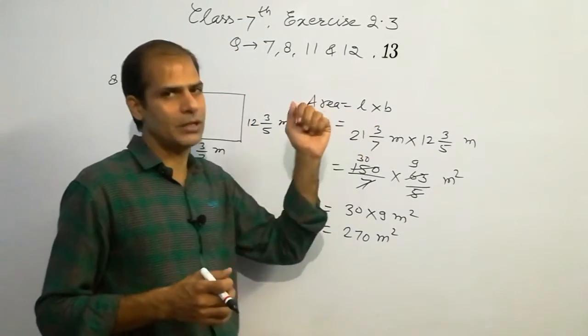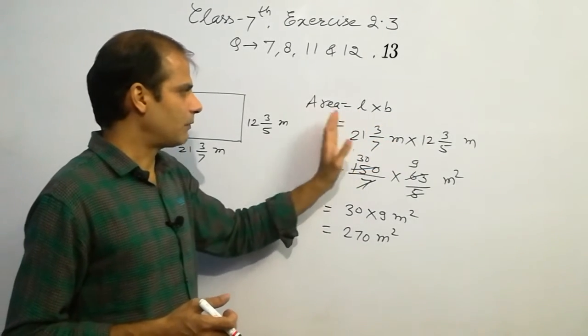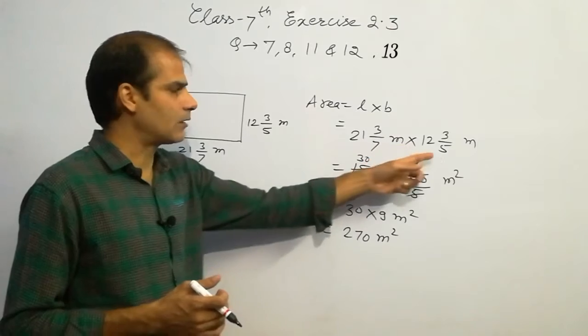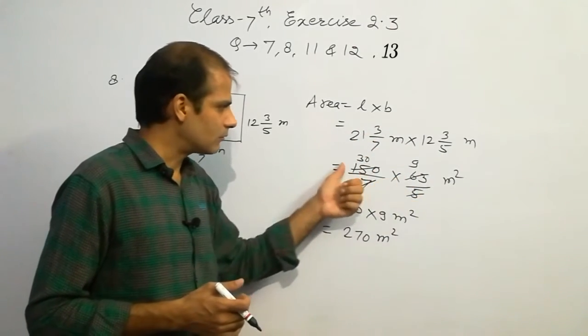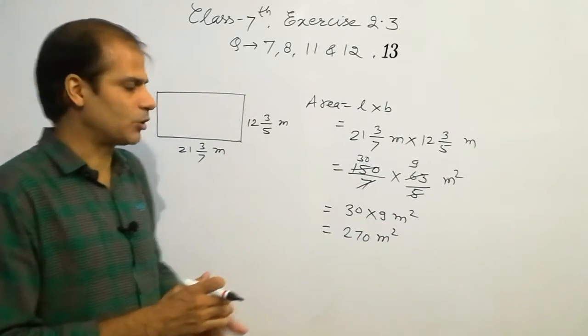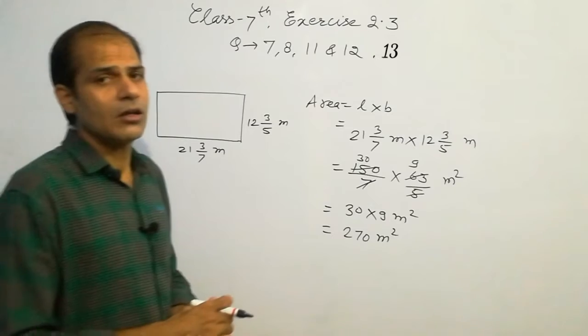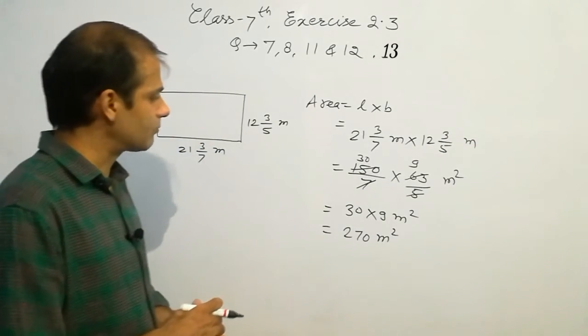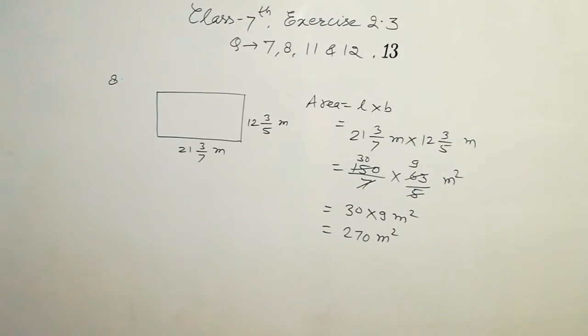It is L into B. Put the values of L and B. Simplify these fractions because these are mixed fractions. Convert these into improper fractions, then multiply and follow the basic process, and all the things I have explained in the previous videos. So this is the answer. Note it down.